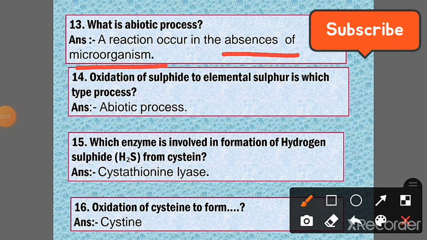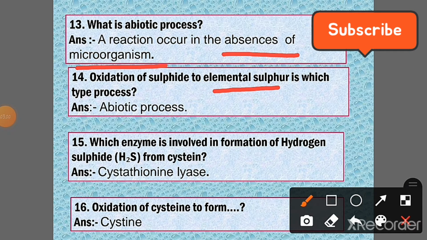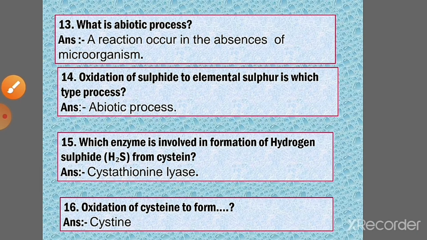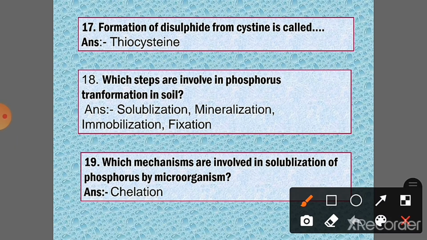14. Oxidation of sulfide to elemental sulfur is which type of process? Abiotic process, because this process is done in the absence of microorganisms. 15. Which enzyme is involved in formation of hydrogen sulfide from cysteine? Answer: cystathionine lyase. 16. Oxidation of cysteine to form cystine. 17. Formation of disulfide from cysteine is called thiocysteine.